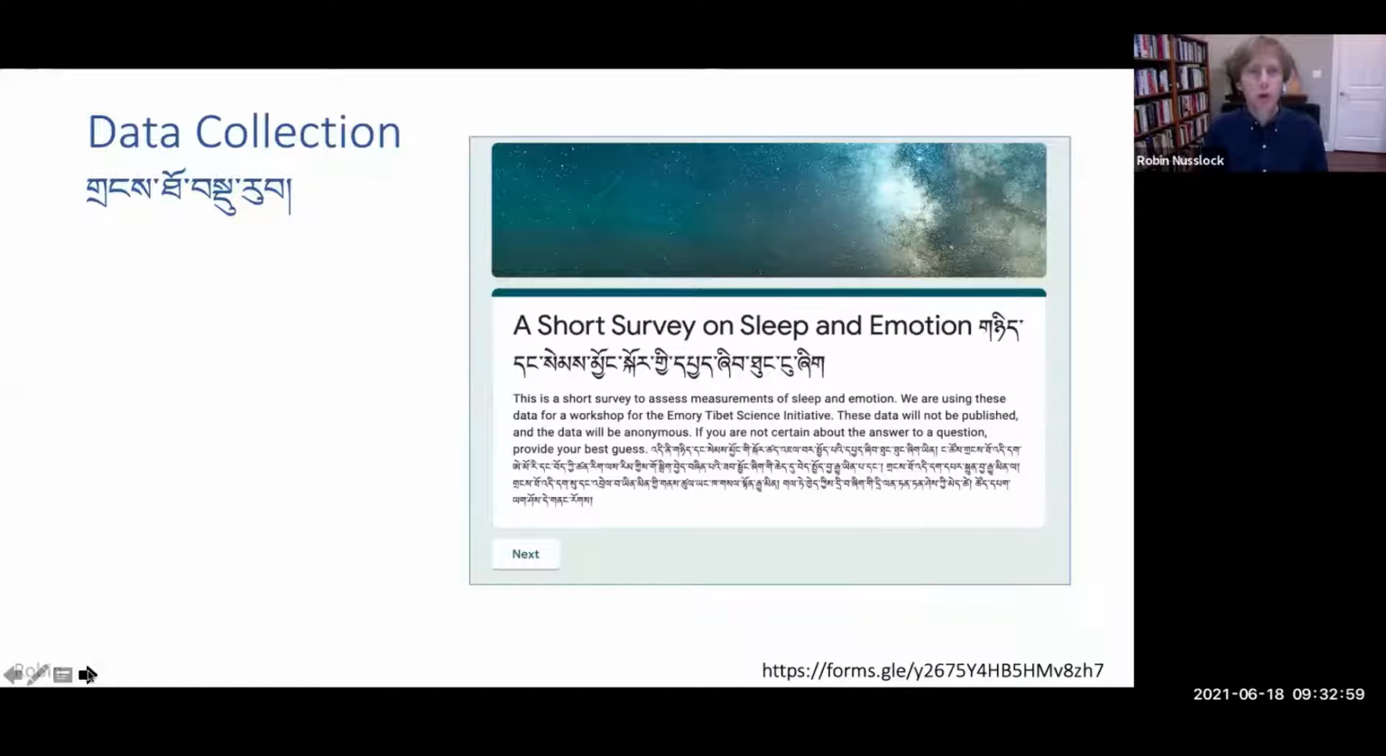And the goal of this portion of ETSI is to help provide you with skills so that you can examine questions that interest you using methods of research.